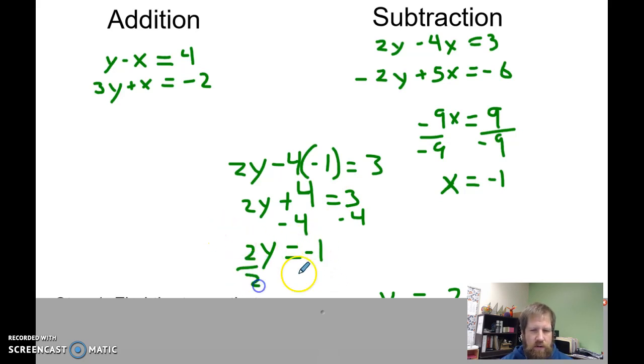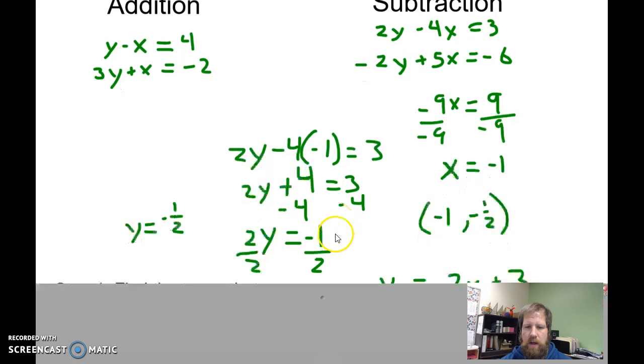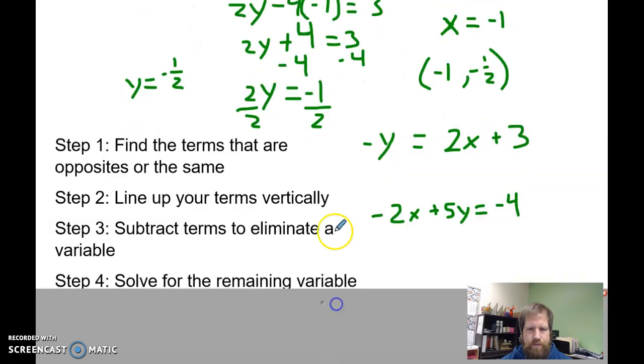And I divide by 2, and y is equal to negative 1/2. Okay, and there I've got my values. I've got my negative 1, negative 1/2 ordered pair as the solution to both of these equations. All right, let's look at another one.